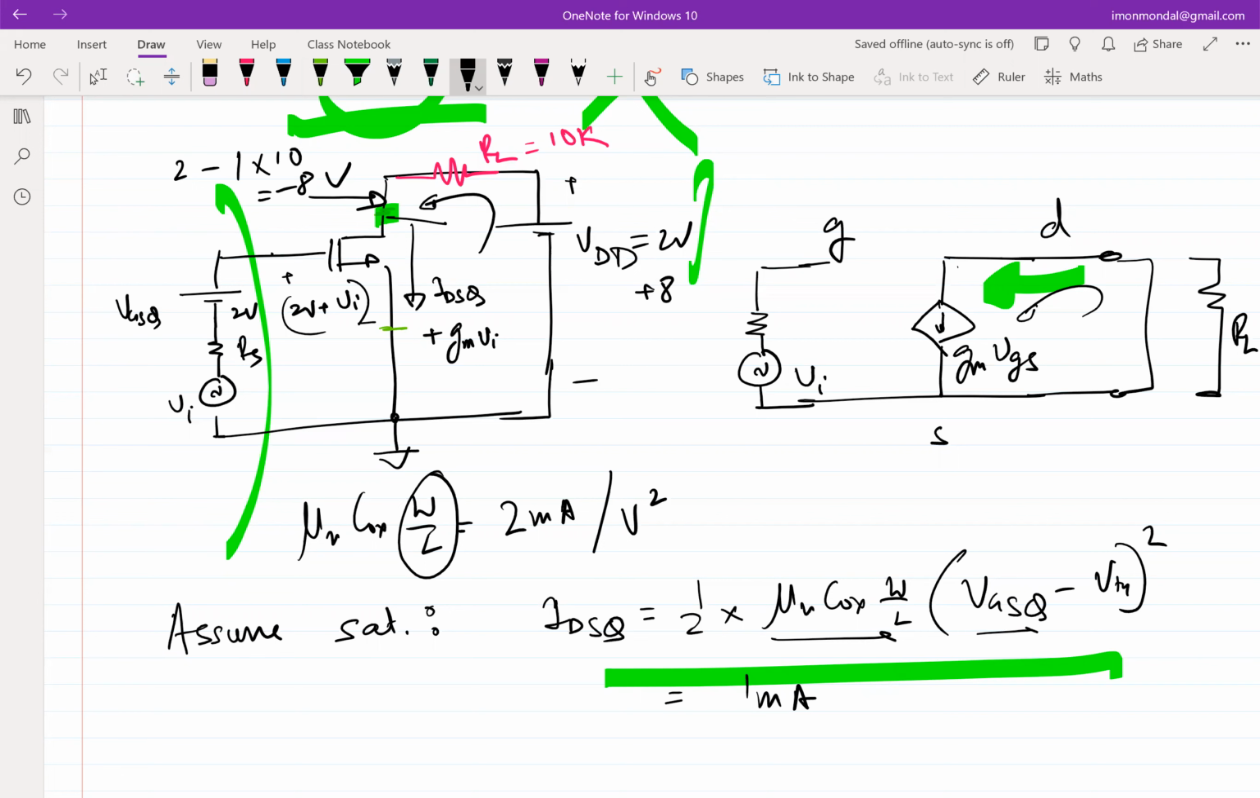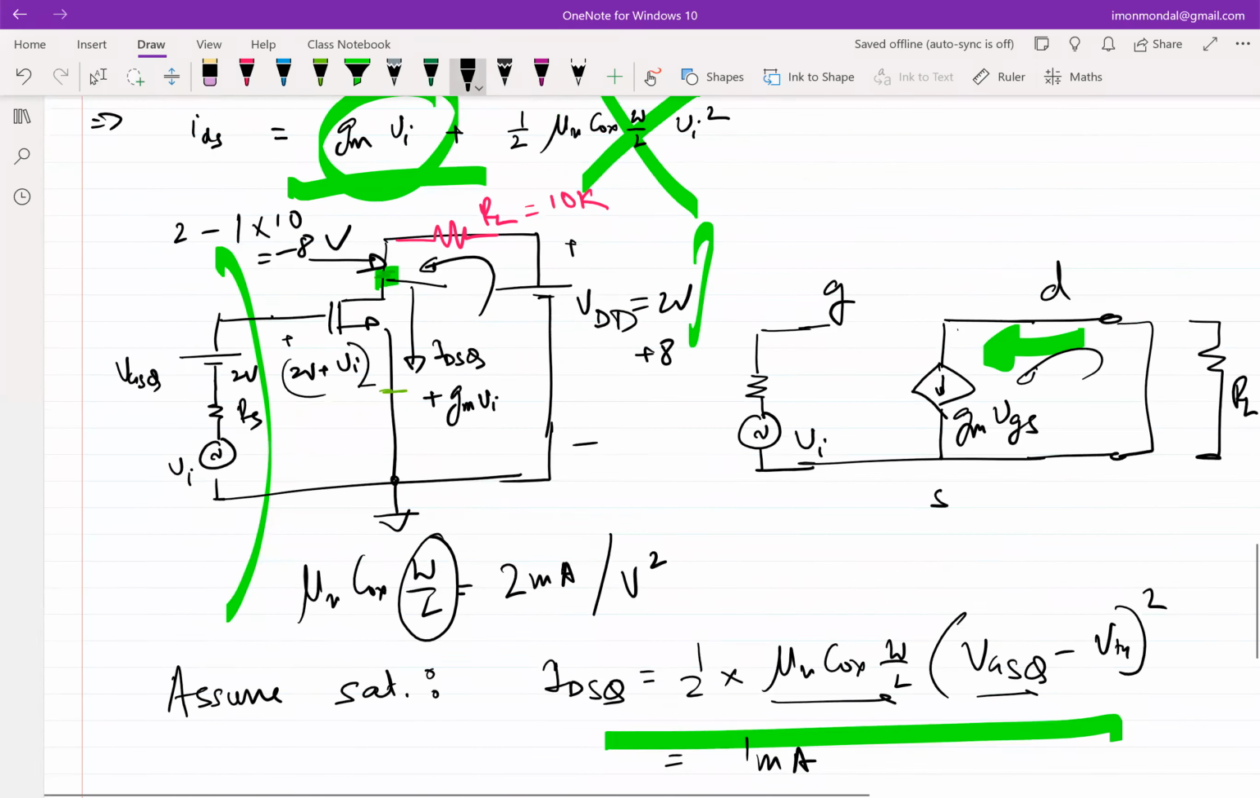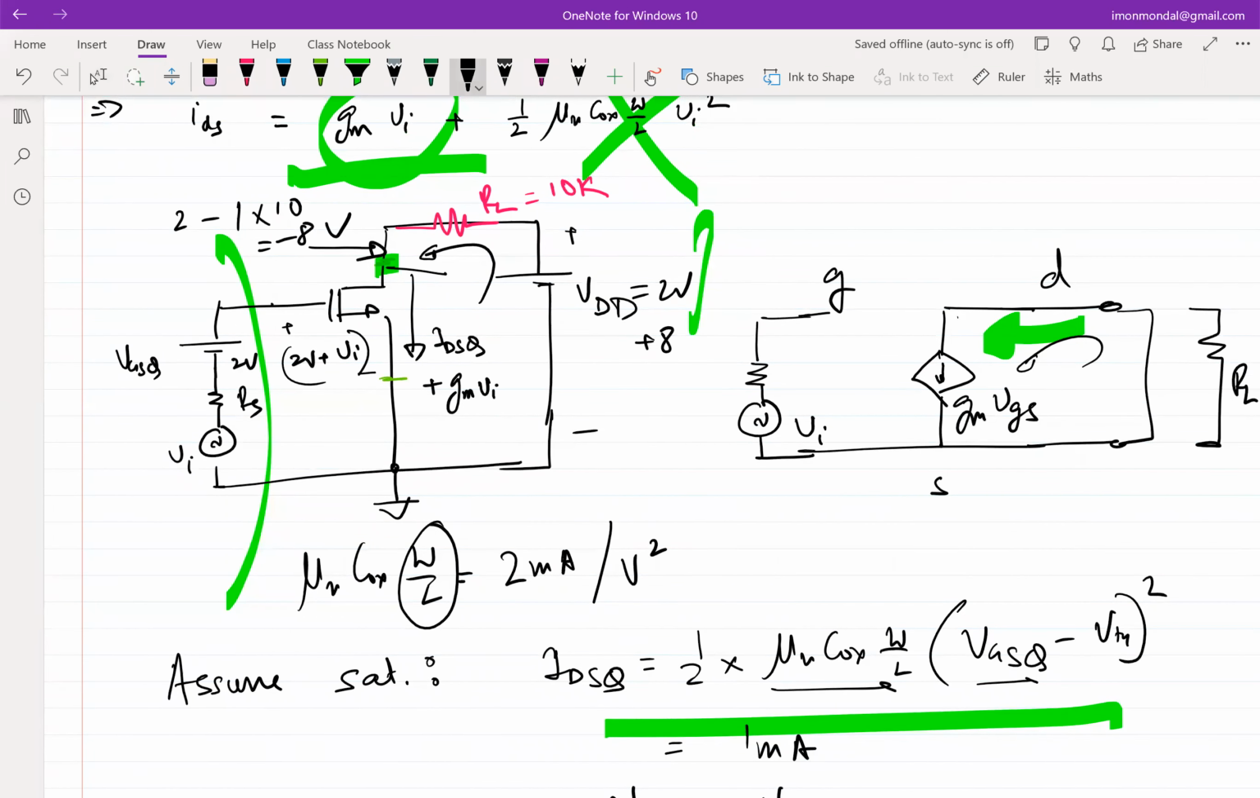Because note again that for saturation region, we have to ensure that VDS is greater than or equal to VGS minus VTH. In this case, your VGS is 2 volt. This is 1 volt. So this has to be greater than 1 volt, right? So the drain of the transistor has to be at least equal to 1 volt, because the source is grounded. So in other words, I'll have to increase the VDD to 9 volts, an additional 1 volt, right?